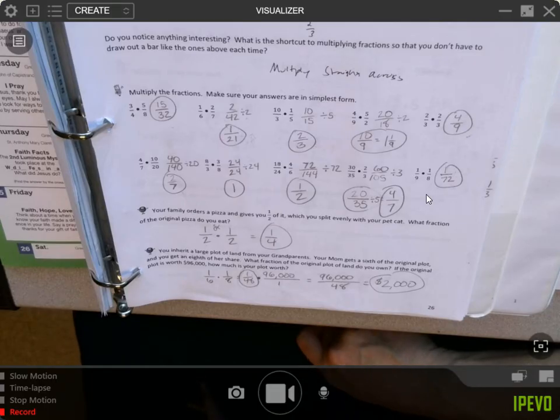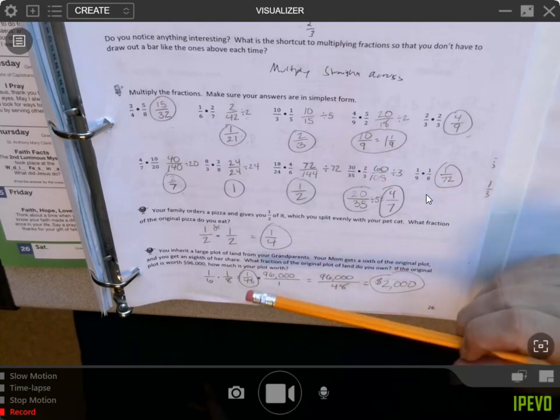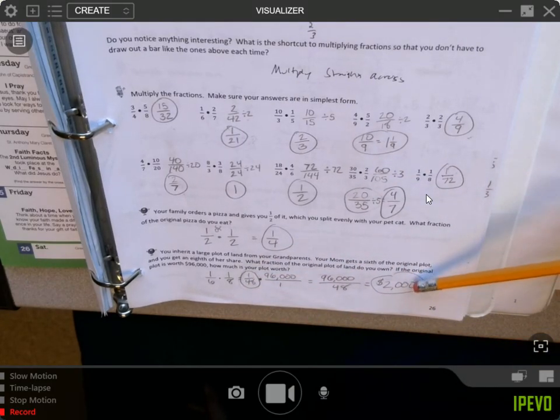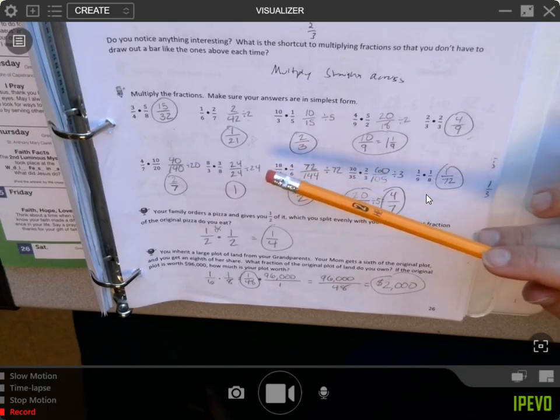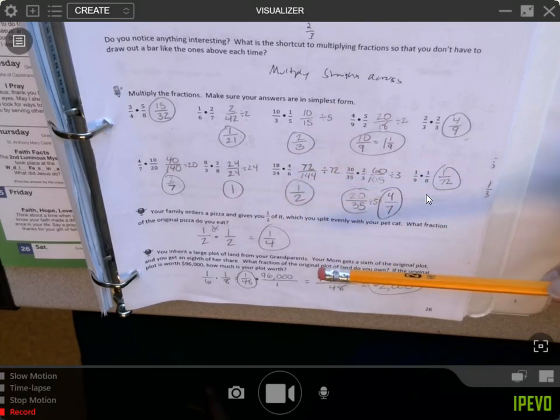Any other questions? If you didn't have 1/48 and $2,000, do you understand it now? Because there will be questions like this on the test. You will have some where you're just multiplying fractions, but you will have a word problem. So you need to make sure that you understand how to solve the word problems. We're doing good? Show me your thumbs. How do you feel about multiplying fractions?